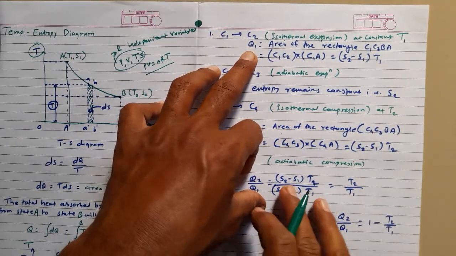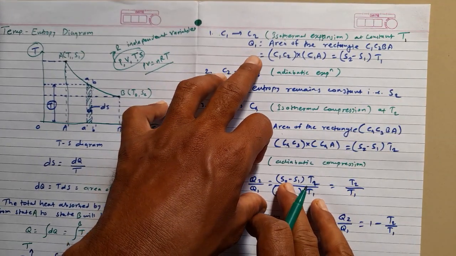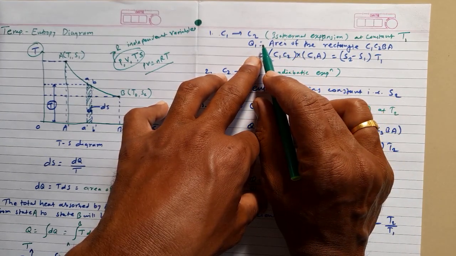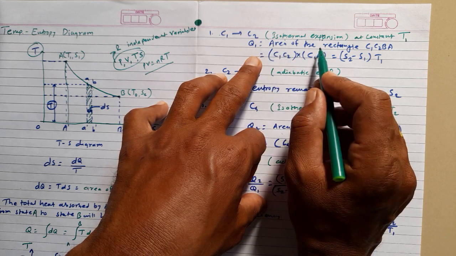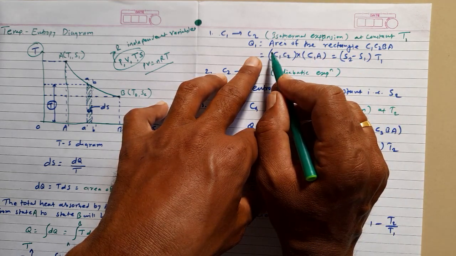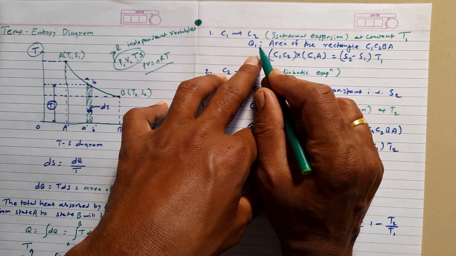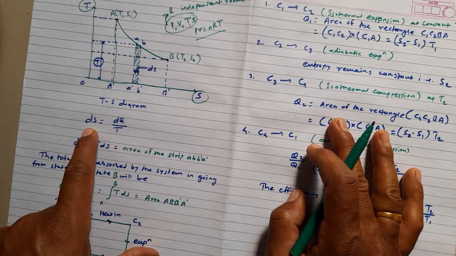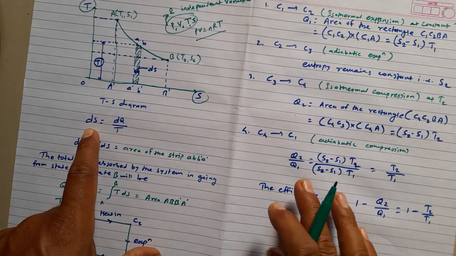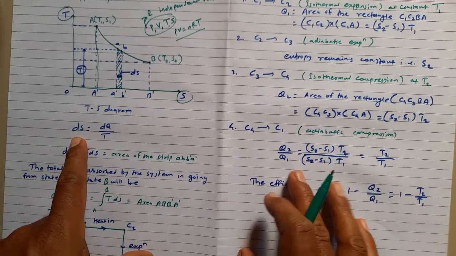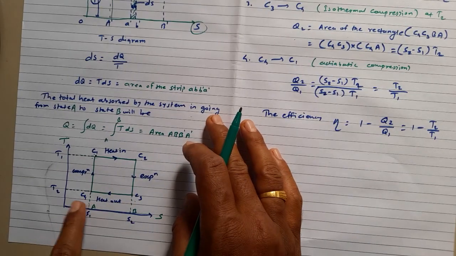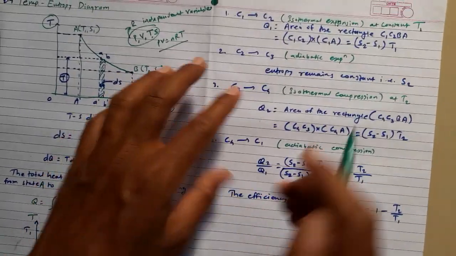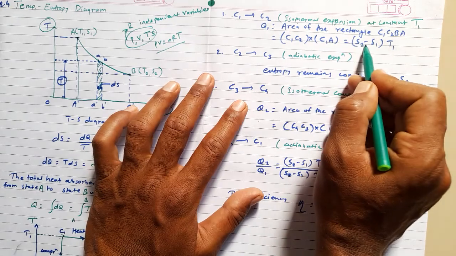and the temperature is T1. So the amount of heat Q1 is absorbed by the working substance, and because of the absorption of heat, the amount of change happening in the entropy is from S1 to S2. So that is represented by S2 minus S1.